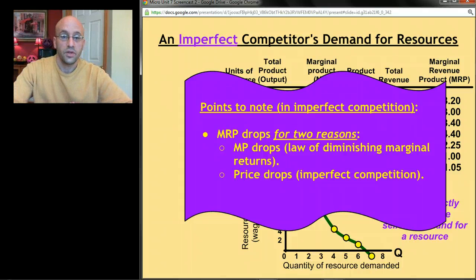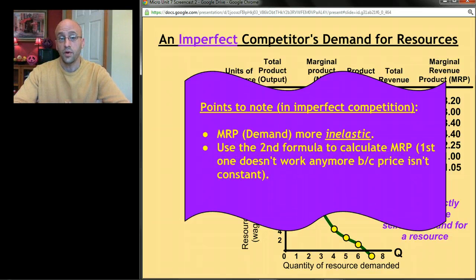So in imperfect competition, marginal revenue product drops, and it drops for two reasons. For the reason it did in perfect competition, the law of diminishing marginal returns, but now for a second reason as well, the fact that price has to drop in imperfect competition. What that means is that in imperfectly competitive product markets, MRP, or the demand for a resource, is going to be a little bit steeper, a little bit more inelastic. And again, remember that you can only use the second formula for MRP when we're dealing with this kind of product market because price is constantly changing.